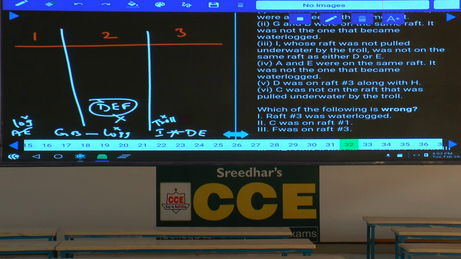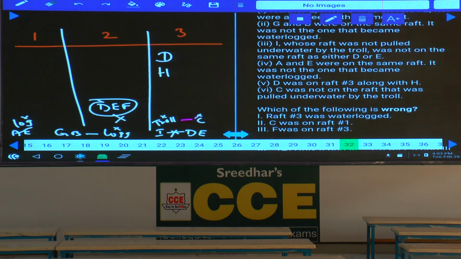D was on raft 3. Now we have fixed D at this place. If D is on raft 3, then H is also there. D and H were here. As D and H were there, C was not on the raft that was pulled underwater by the trawl. And C is not on the trawl as well.